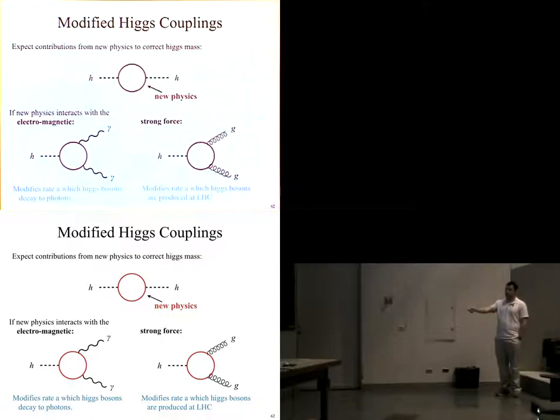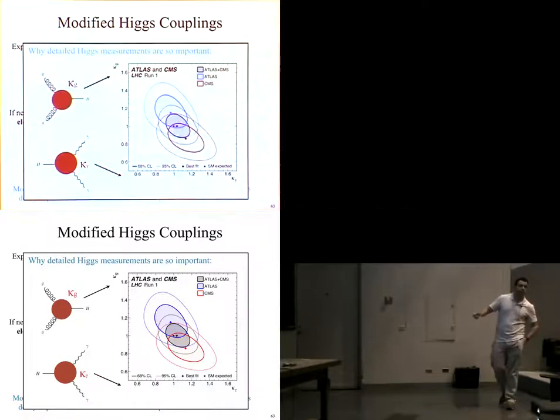Similarly, if this new physics experiences the strong force, then you can attach gluons. So there would be a coupling of this new particle to gluons. And this would modify the rate at which the Higgs bosons are produced at the LHC. Remember, the main way we produced the Higgs bosons was from diagrams that look like this going the other way, where we had gluons that go through a top loop to make a Higgs. A new particle in this loop would modify that probability. So it would either enhance or suppress the rate at which we produce these at the LHC.